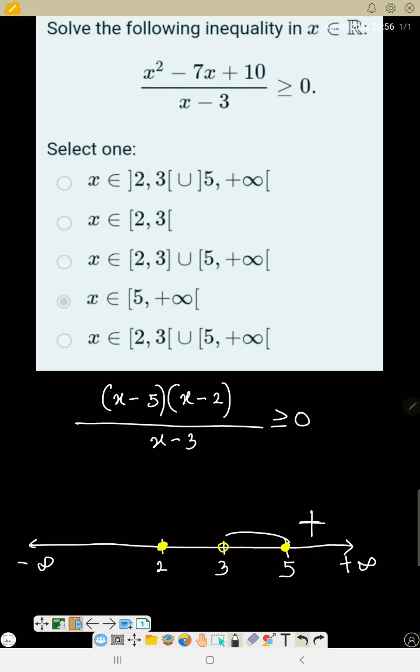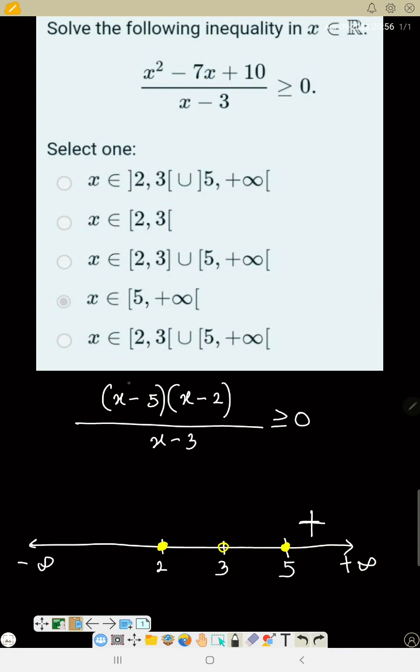Now, pick a number from 3 to 5. From 3 to 5, we exclude 3, so we have 4. That is between 3 and 5. So let's pick 4. Put 4 here. 4 minus 5 is minus 1.